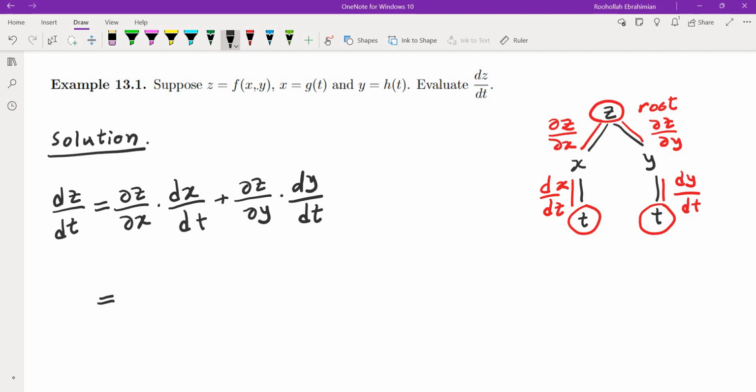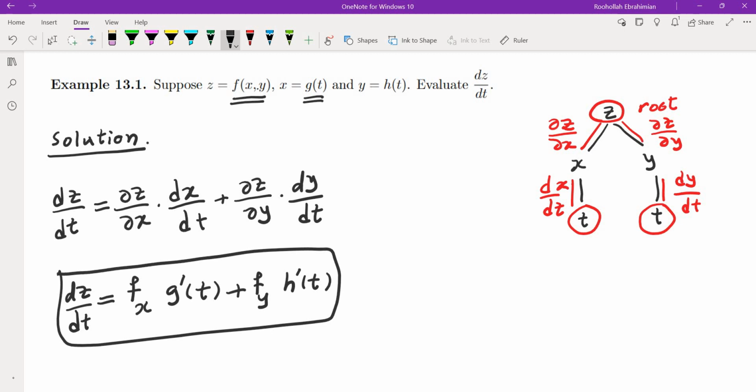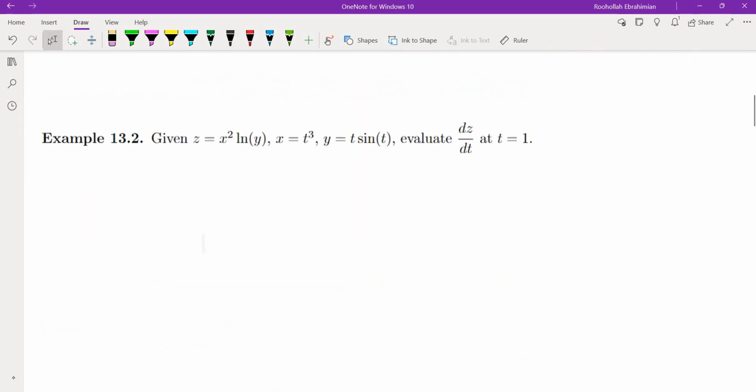Partial of z with respect to x would be partial of this function with respect to x. So that would be f sub x, times the derivative of x with respect to t, that's g prime of t, plus partial of z with respect to y, that's f sub y, and derivative of y with respect to t. So that's h prime of t. So dz/dt is exactly this. Okay, so let's do one more example.